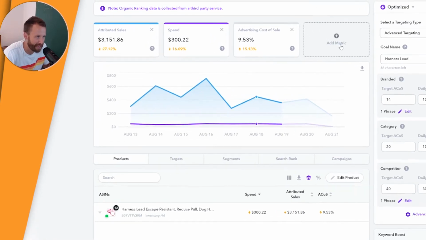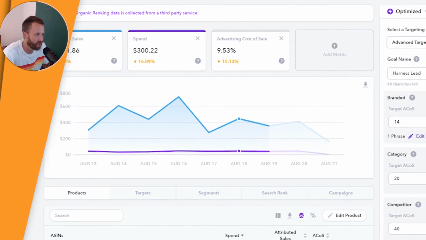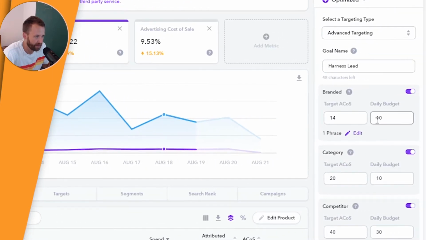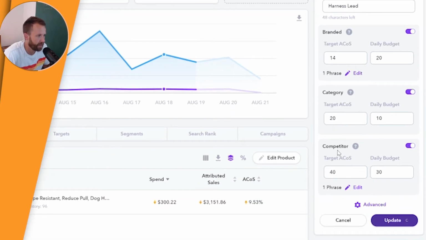I can see metrics very specific to just this type of product. But over here on the right is what I wanted to show, is how you can divide out. Right now I put a daily budget of $10. I'm going to put a little bit more dollars on branded spend. There's no reason not to.